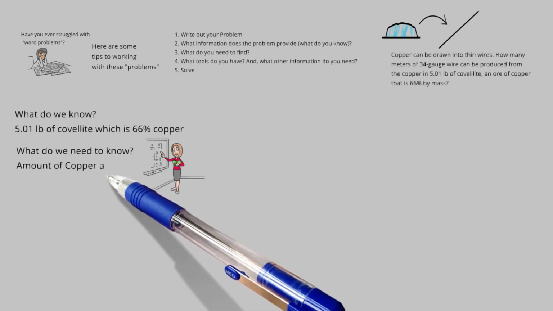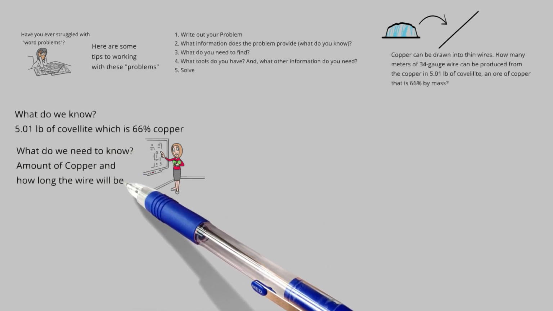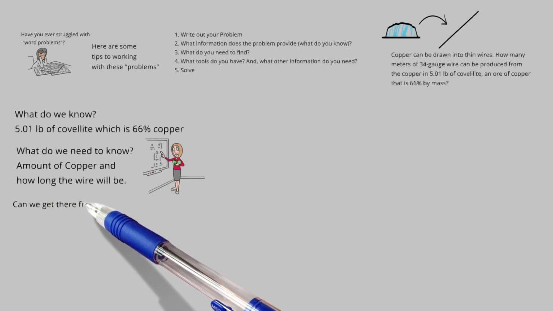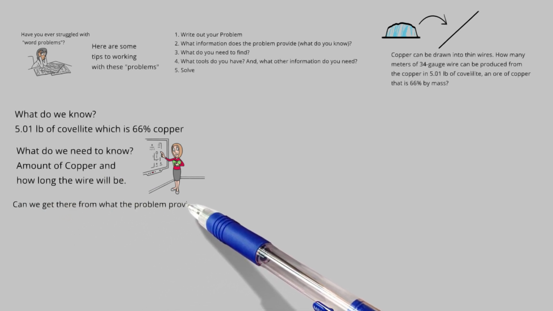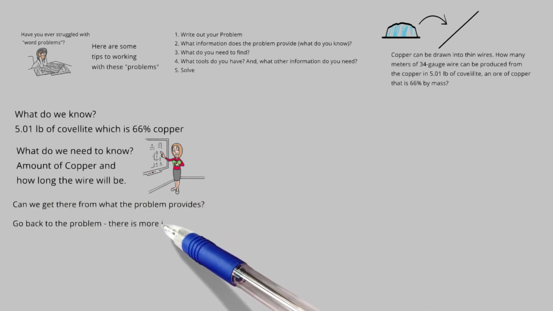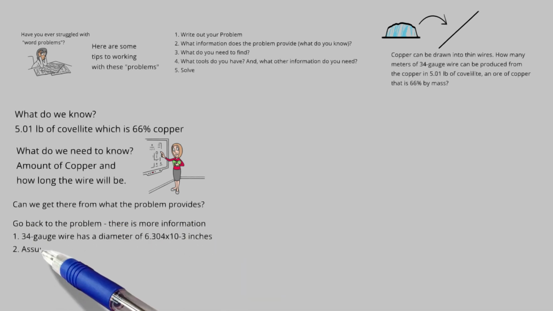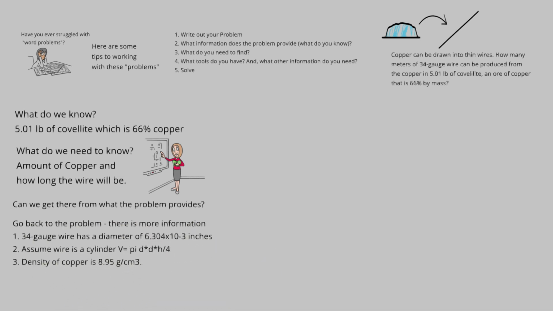So what do we need to know? We want to know the amount of copper and how long the wire will be. And can we get there from the information that we have? Well, we may have to go back to the problem. And in this case, the problem gives us a little bit more information. It tells us information about the 34 gauge wire, and it assumes that we're going to use the volume of a cylinder, and we get the density.